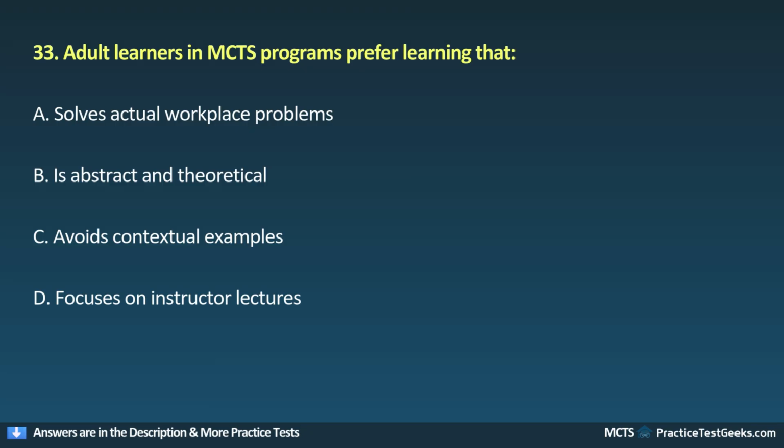33. Adult learners in MCTS programs prefer learning that A. Solves actual workplace problems. B. Is abstract and theoretical. C. Avoids contextual examples. D. Focuses on instructor lectures.